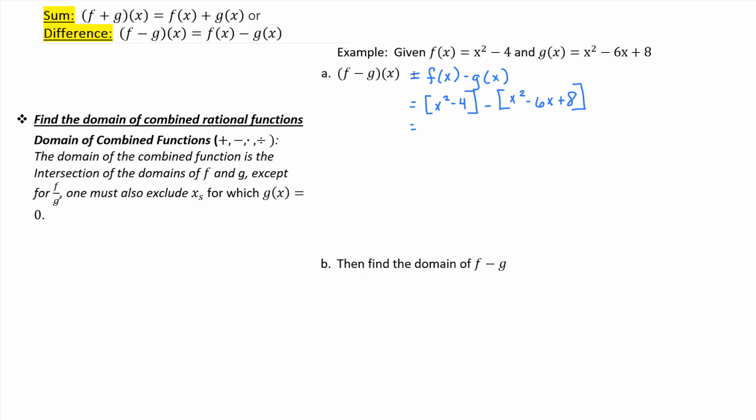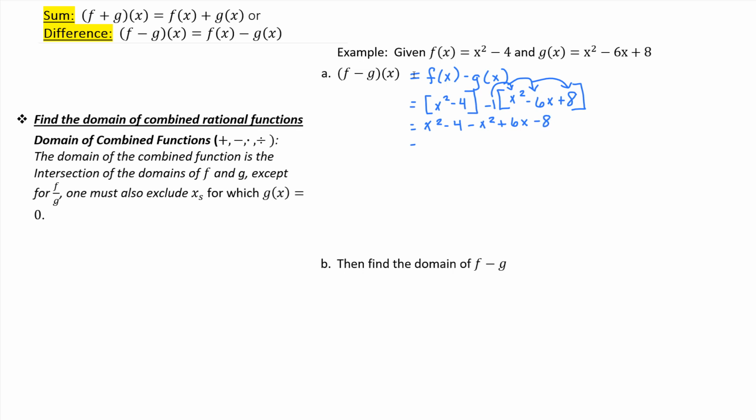that second function. So this is x squared minus 4, and again, if it helps, you can think of it as a negative 1 times each of these three terms. But it's going to change all their signs to opposite. So it goes minus x squared plus 6x minus 8.